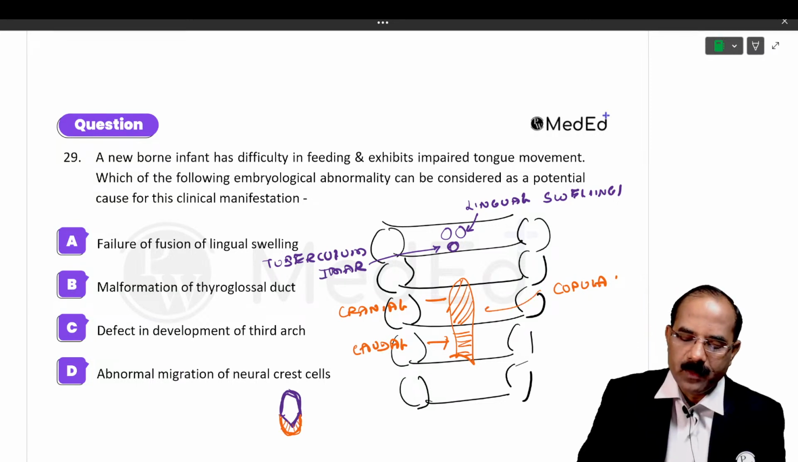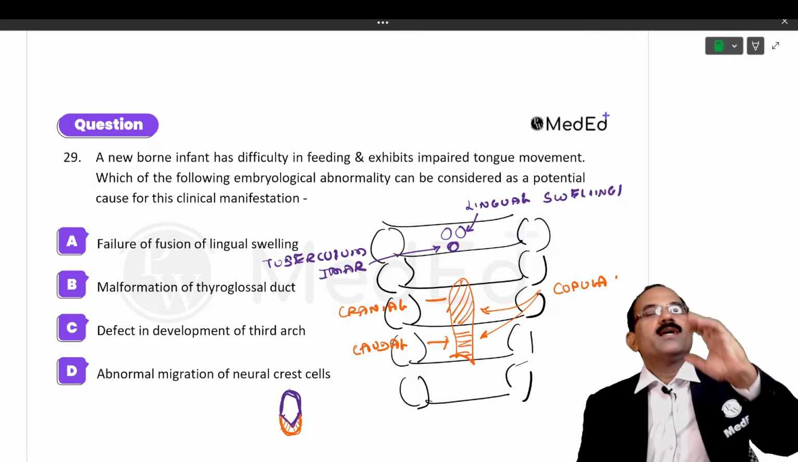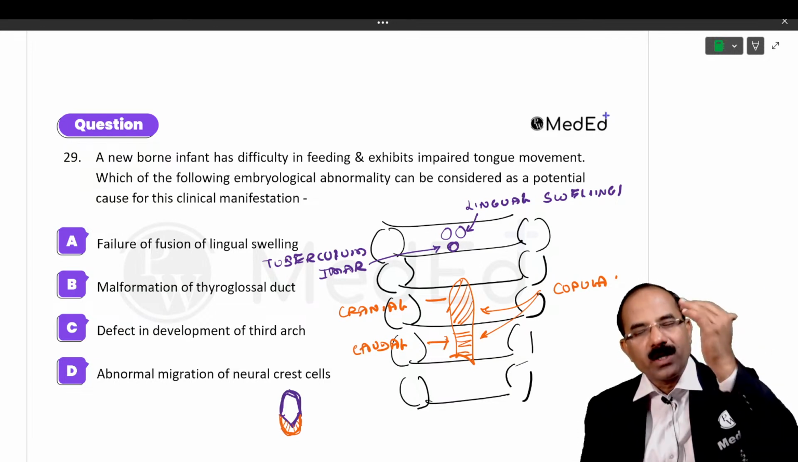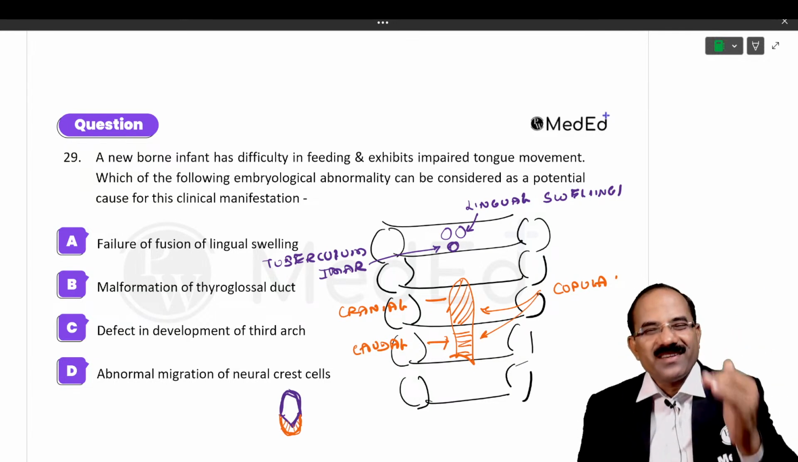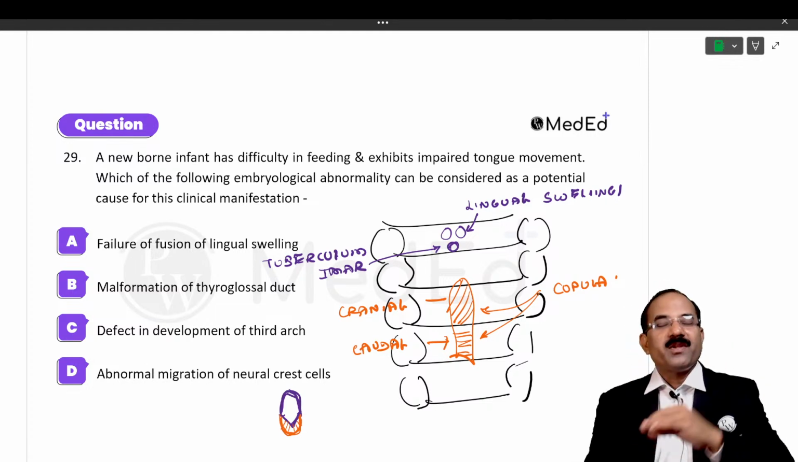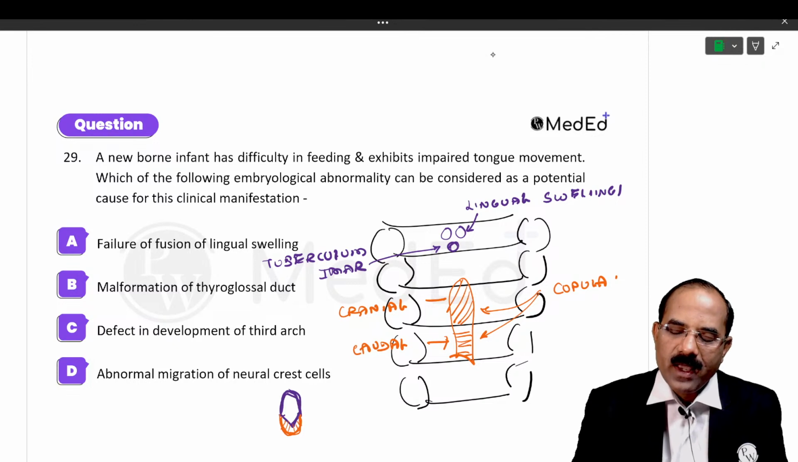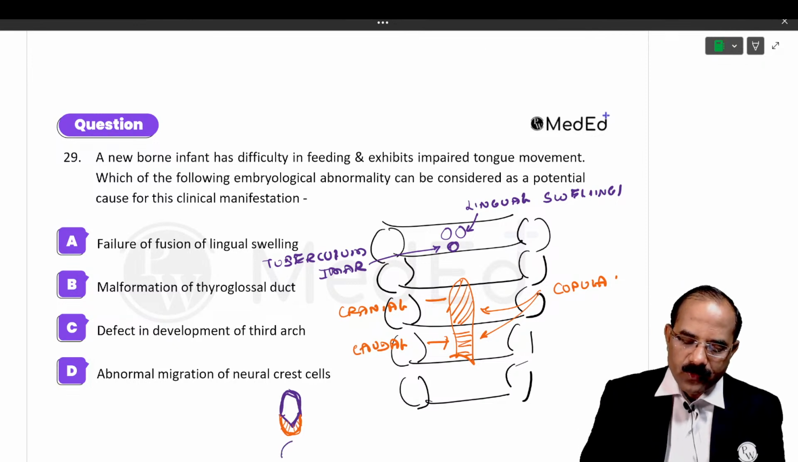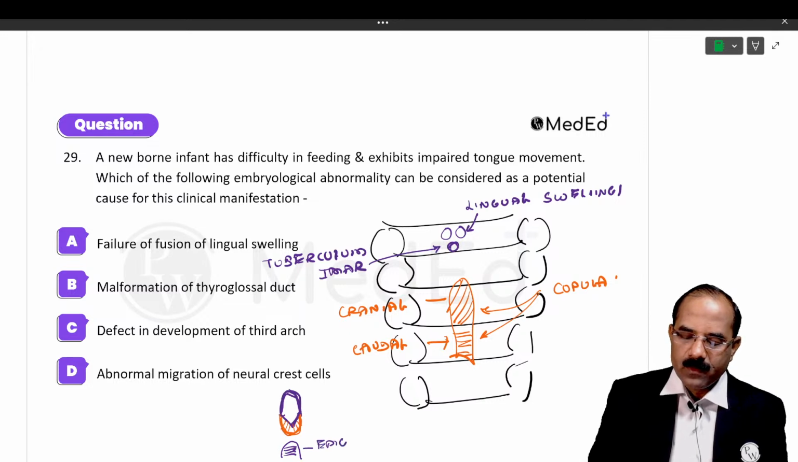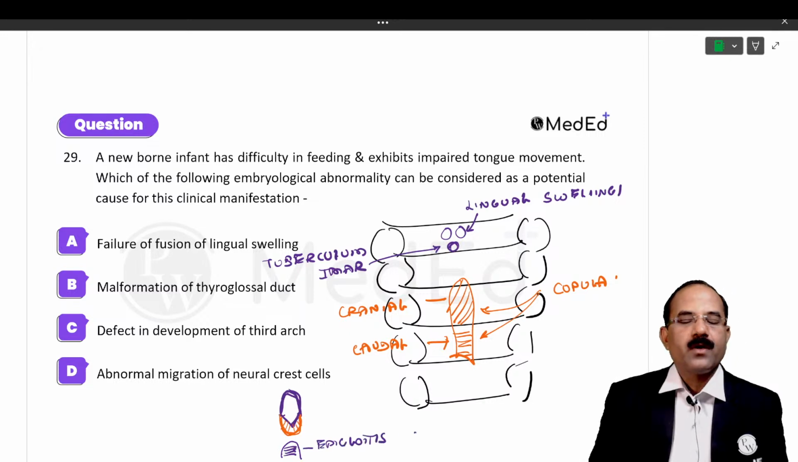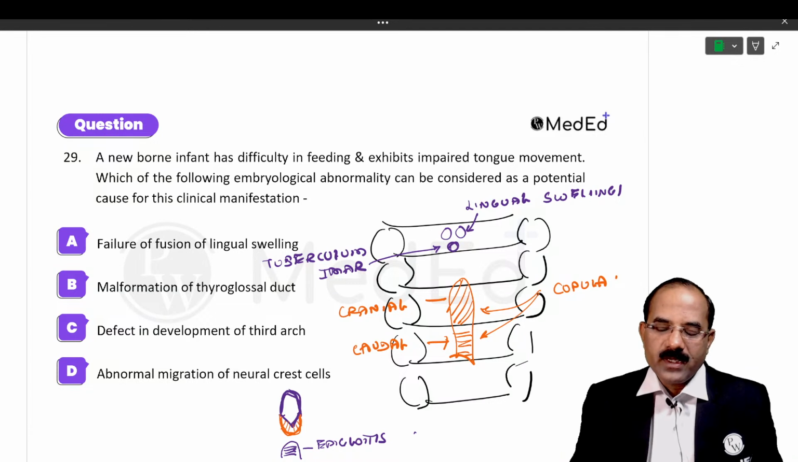हाँ, ये है copula बच्चों. So copula के दो parts होते हैं, एक होता है cranial part, एक होगा caudal part. So the cranial part of copula से क्या बनेगा? Posterior 1/3 of the tongue. ठीक है, and the caudal part of the copula से क्या बनेगा? Epiglottis. ये है epiglottis.